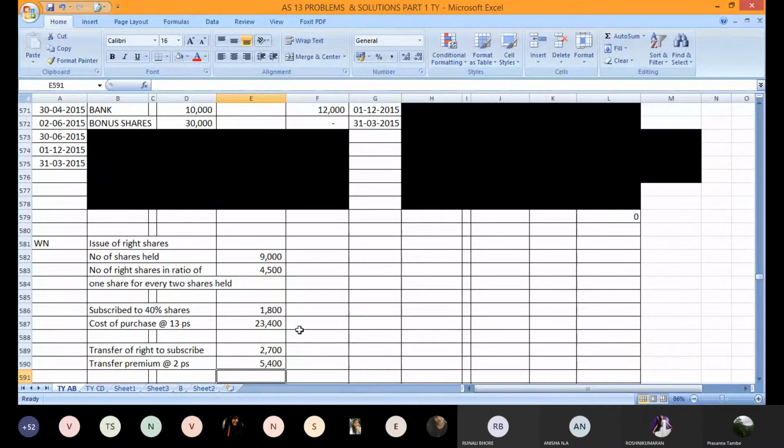Investment account debit to bank account. How much? 23,400. That's correct. That is the first entry. Investment account debit to bank account, 23,400. Face value of the shares will be 18,000 rupees and the cost is 23,400. Okay. And what will be the next entry?